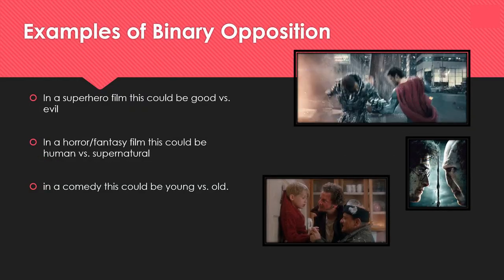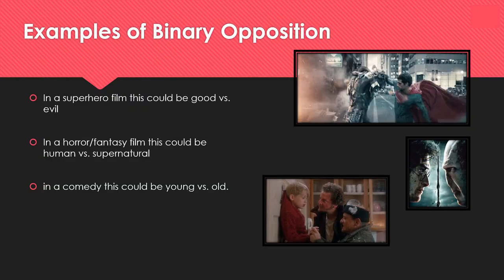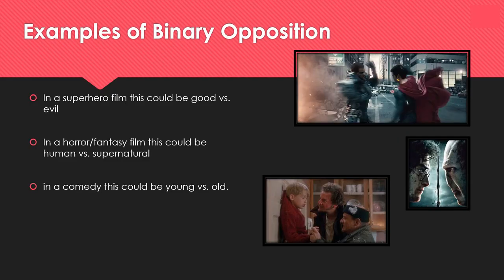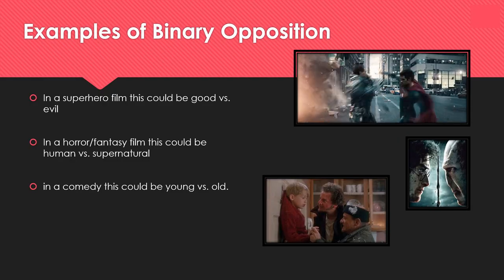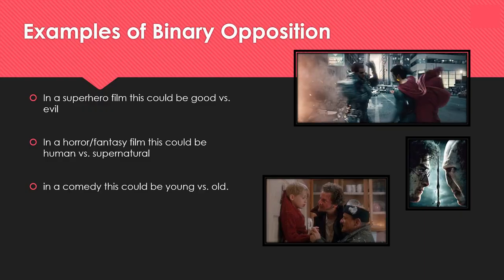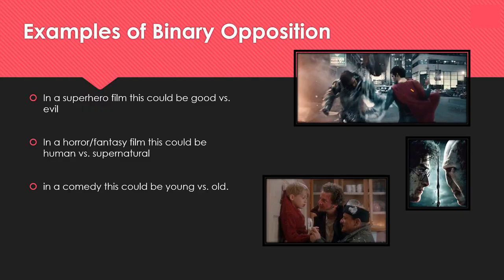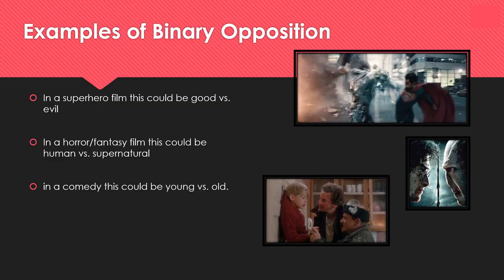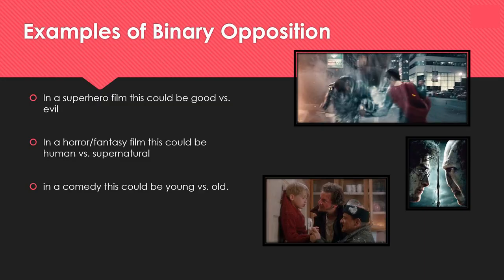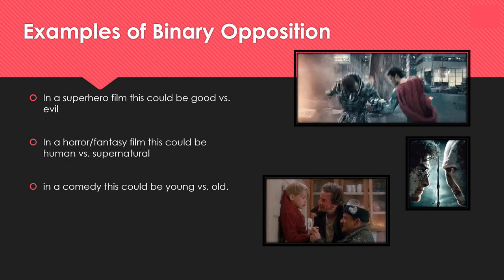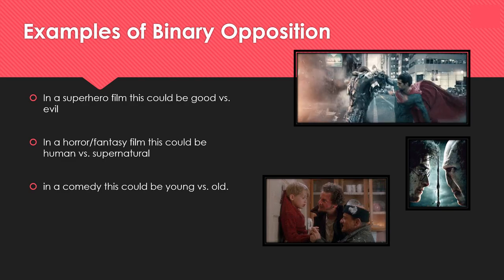So some examples of binary opposition. In a superhero film, that's often good versus evil. In a horror or fantasy film, it's often human versus supernatural, and in a comedy, this is often young versus old. As you can see here, some specific examples. You've got Man of Steel versus General Zod, Harry Potter versus Voldemort, and Kevin from Home Alone versus the Wet Bandits.